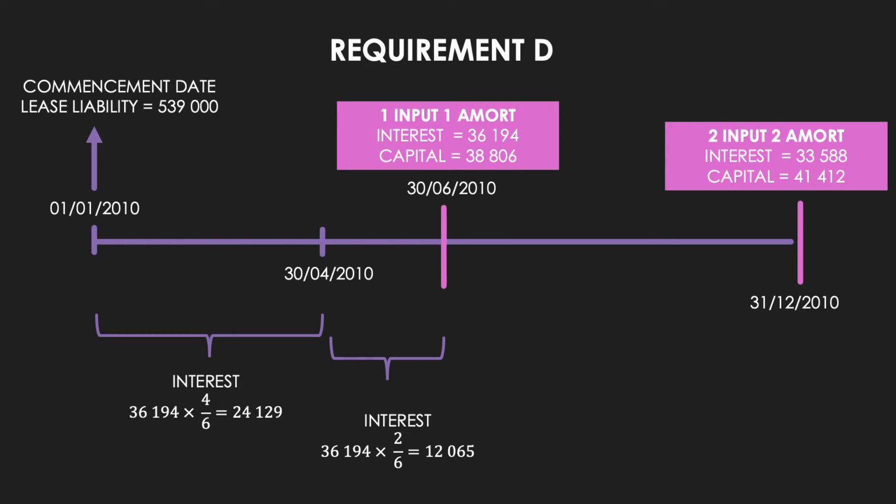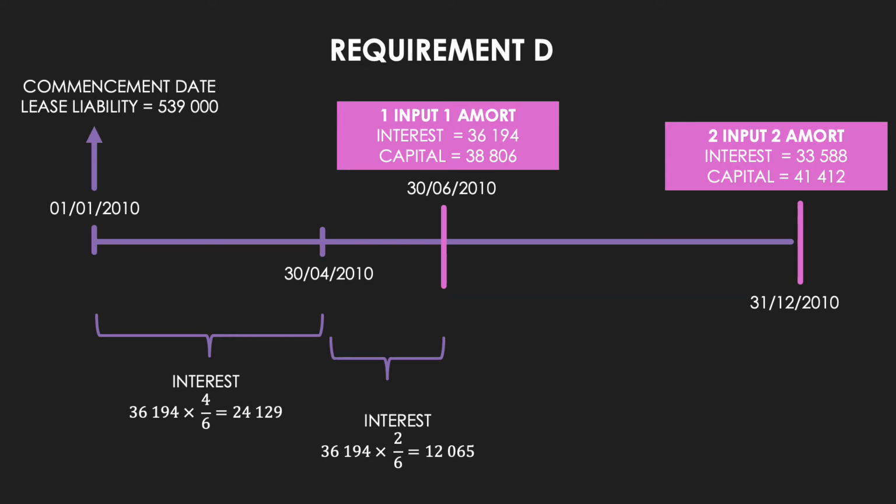So what I do is on the 30th of June 2010, we know that we would need to make a lease payment. And this lease payment is made up of both interest and capital. So if you take your present value of your lease liability and you've now got the PV of 539,000. If you then go and say 1 input 1 shift amort, you can then get the interest and capital portions of the total lease payment of 75,000 Rand. If you do that, you will see that in the first payment, interest amounts to 36,194 Rand, while the capital amounts to 38,806 Rand.